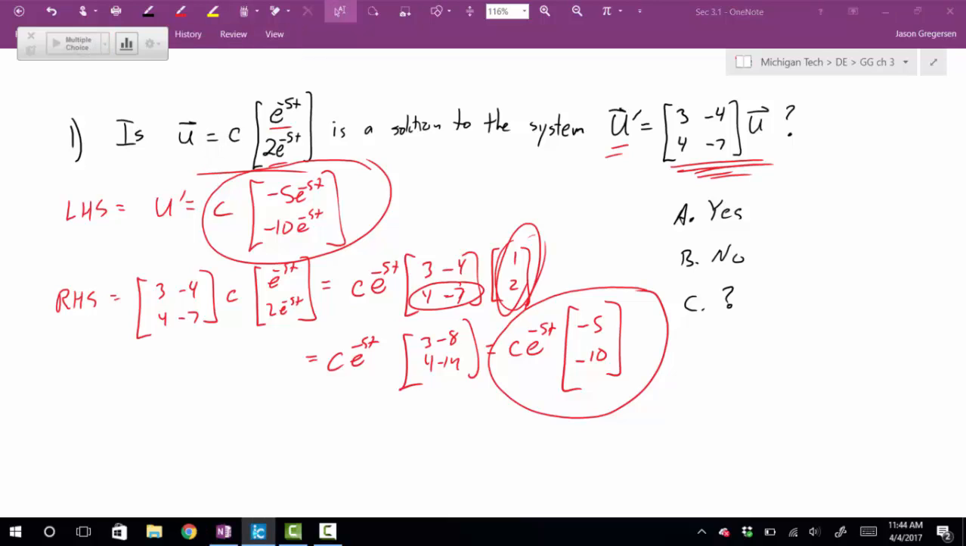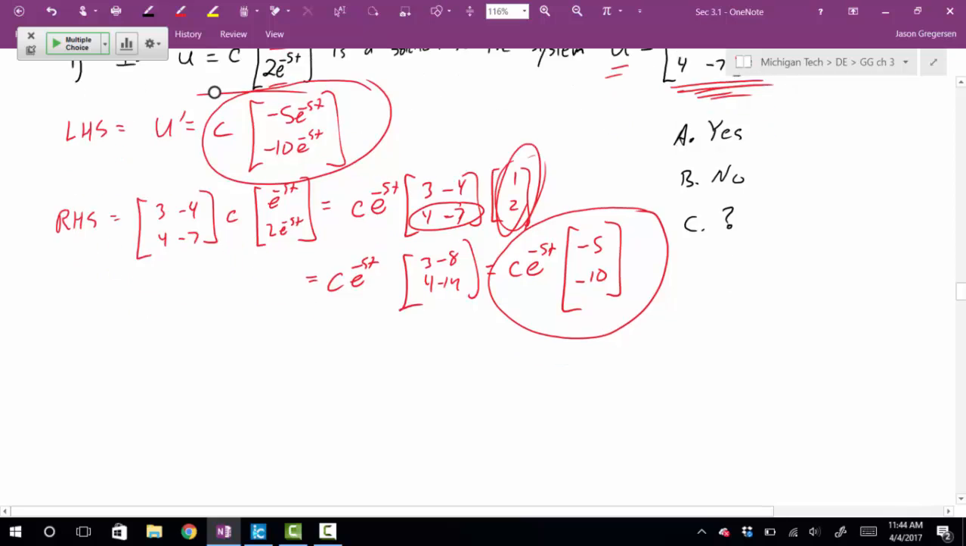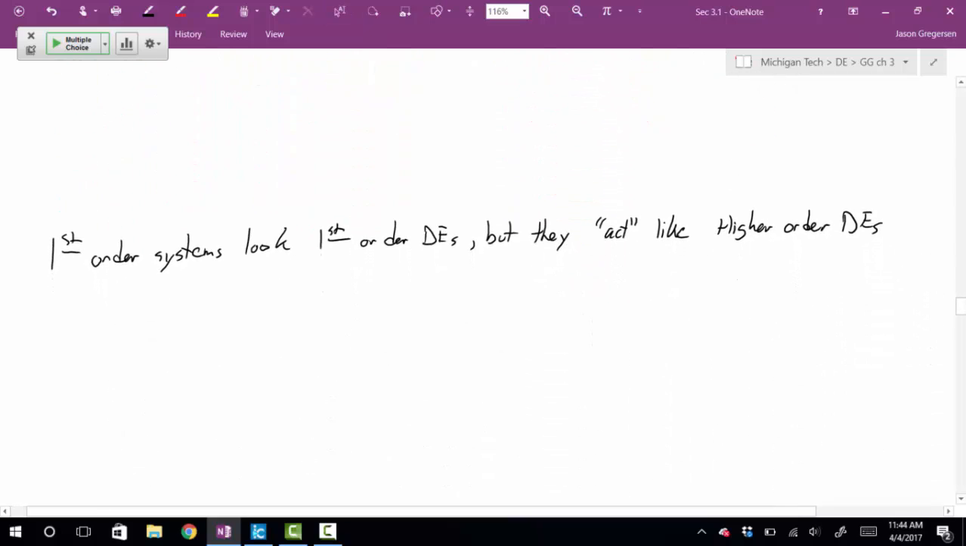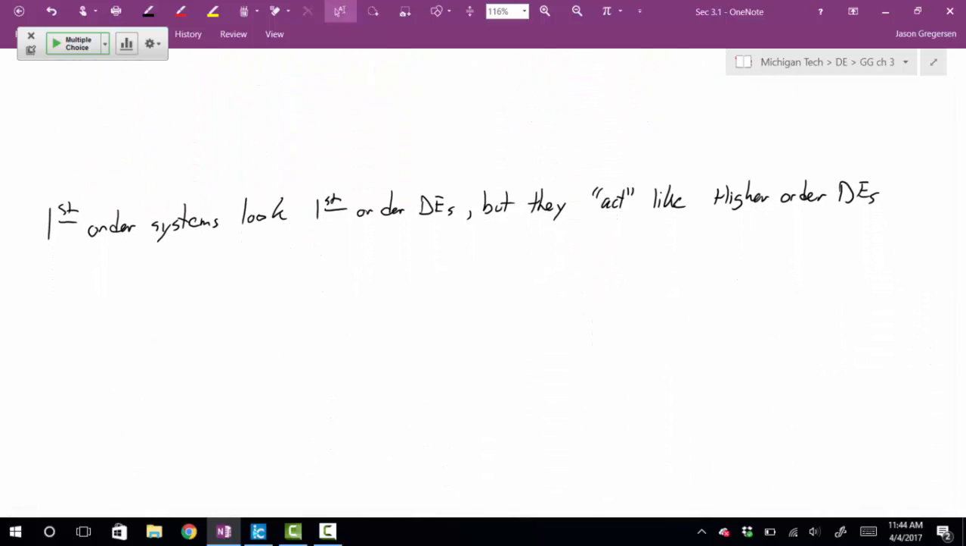All right. Okay, so far we've been doing a lot of comparing it to first-order differential equations. First-order systems look a lot like first-order differential equations, but they act a lot like higher-order differential equations. A lot of our fundamental theory ideas are going to be really closely related to the higher-order systems. Okay. So now we're going to do the same kind of comparison walkthrough, but now with higher-order differential equations.